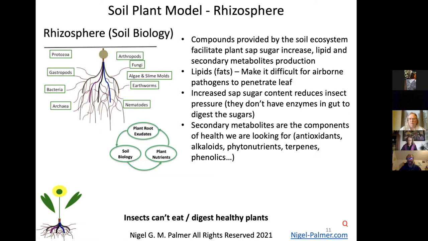And so this is the coolest idea of all in the soil plant model: not only is there an interaction between the plant and the soil biology, but the plant is feeding the soil biology, and the soil biology is providing the plants with compounds that it needs so that it can actually create those lipids. It can actually increase the sugar content of the plant itself and create these secondary metabolites that we're looking for health. All right. There you go.